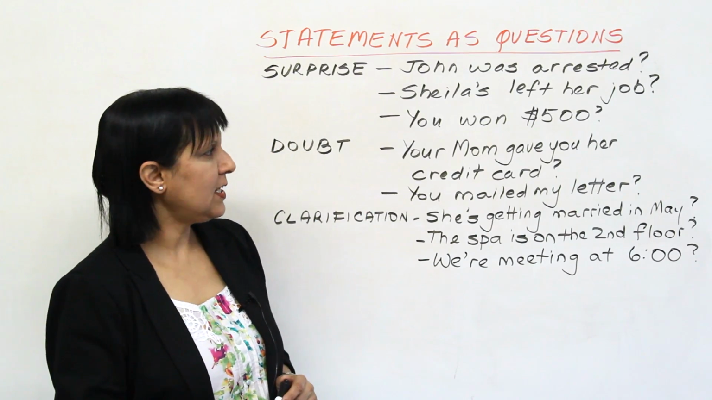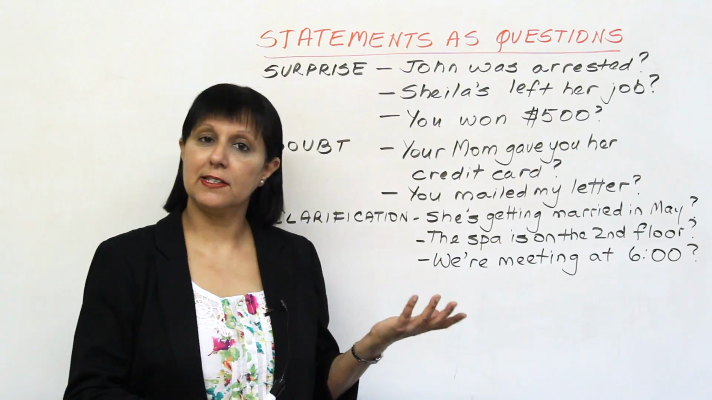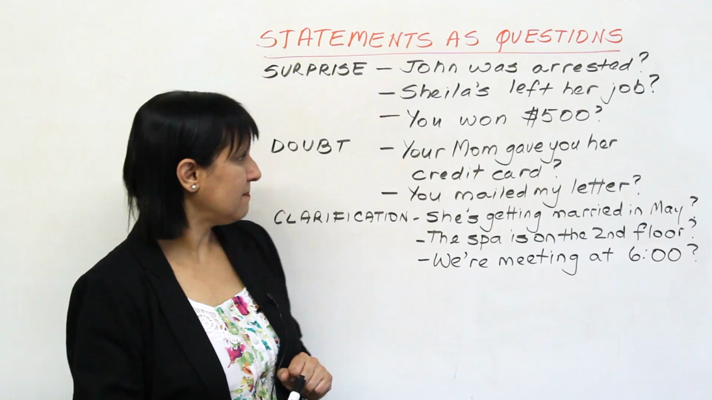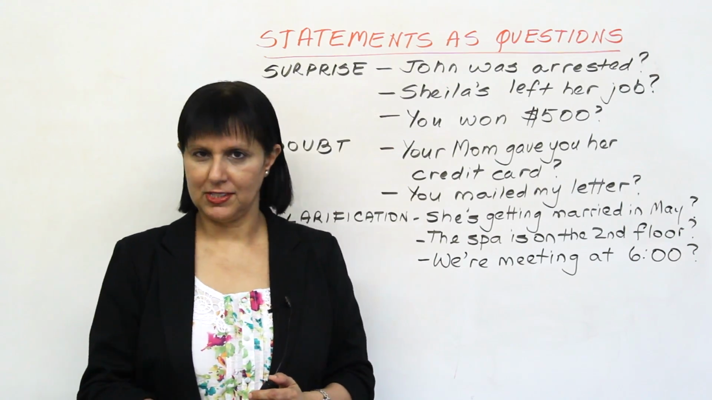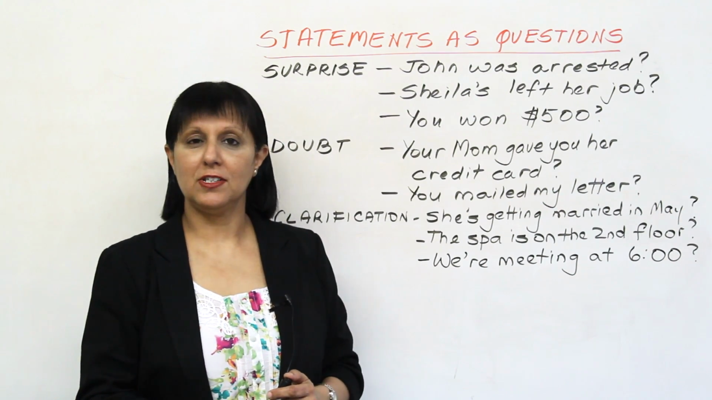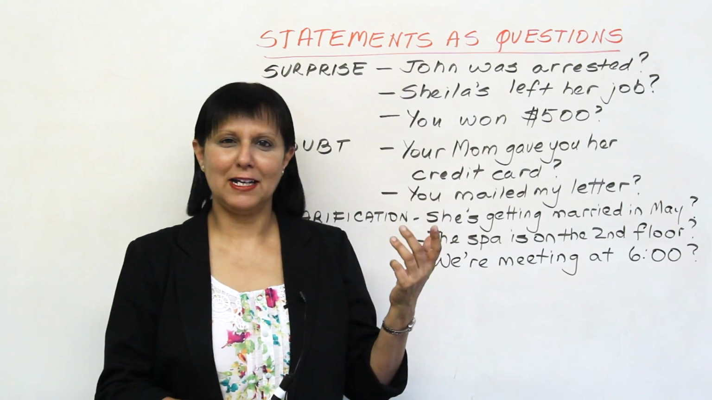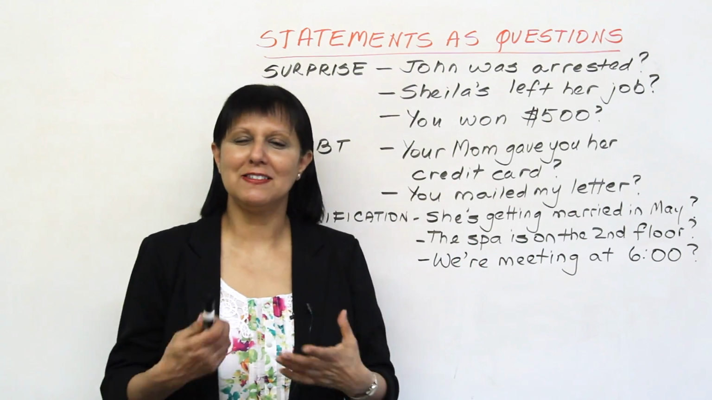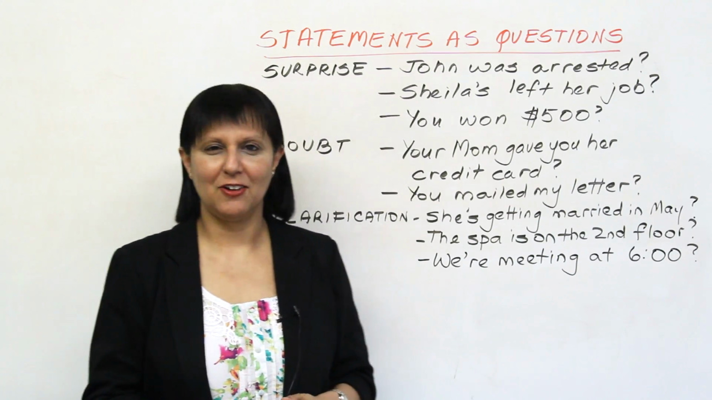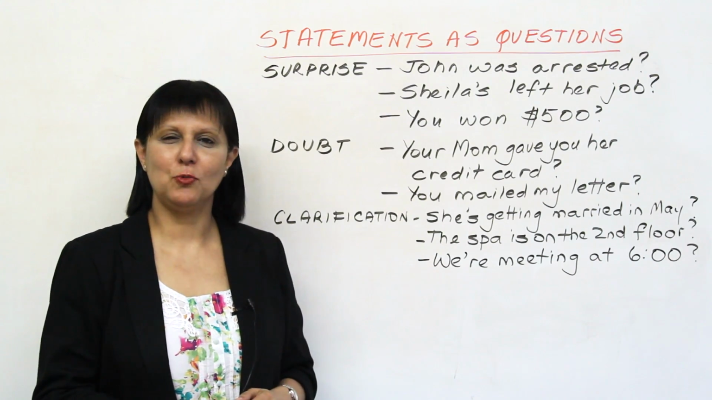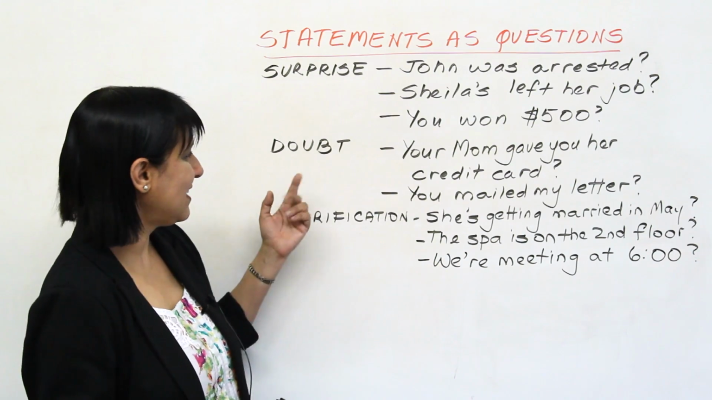Next one. Sheila's left her job. As a question, Sheila's left her job? Okay? Next one. You won $500. As a question, you won $500? Okay? Now you see that I'm kind of putting my hand out every time because sometimes there's a certain amount of body language that goes along with this type of question. All right? You can try that for yourself if you want, and you'll sound even more authentic and you'll look the part.